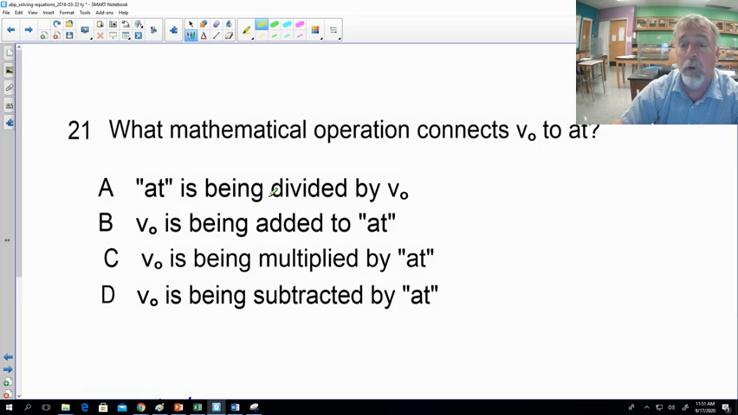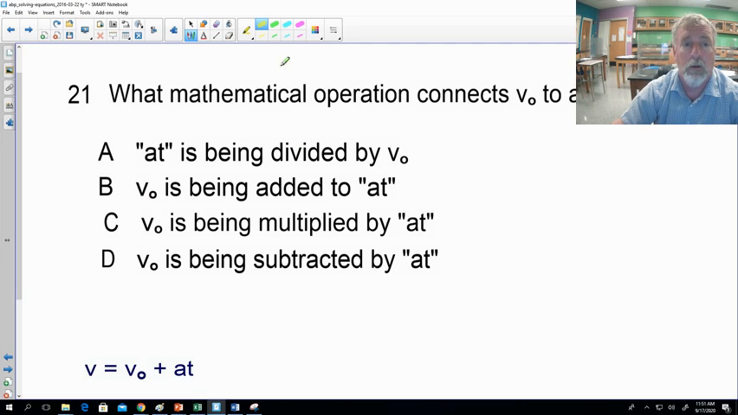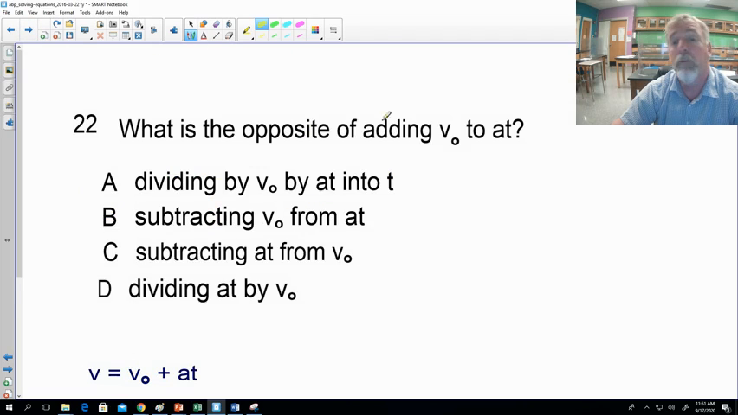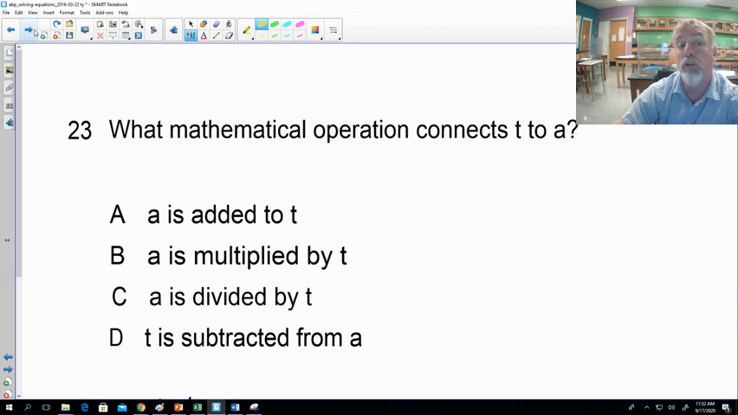Now, what mathematical operation connects the v0 to the at? Okay, well, let's look at that. How are we connecting these two here? There's an addition, right? Our v0 is being added to the at. And what's the opposite of adding? The opposite of adding is going to be subtracting. So we're going to subtract our v0 from our at. We want to get rid of this v0 plus, so we're going to subtract a v0 to get rid of it, to undo it.